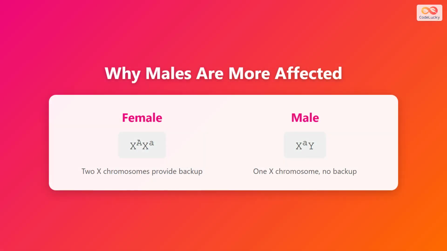Let's compare how X-linked traits affect females and males differently. A female with genotype X^A X^a has two X chromosomes. Even if one carries a recessive allele, the dominant allele on the other X chromosome can compensate, providing a backup. However, a male with genotype X^a Y has only one X chromosome with no backup. If that single X carries a recessive allele, the male will express the trait.